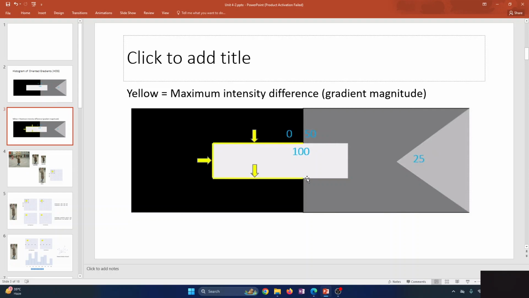Now it also considers the change of direction. For example, 0 to 100, so the direction is downward, and here 0 to 100, the direction is right. And here the direction of 100 to 0 is downward. So it considers magnitude and direction both. Okay, so this was the intuition.